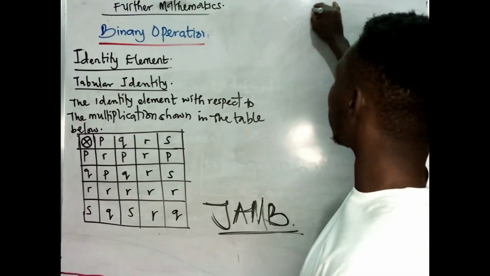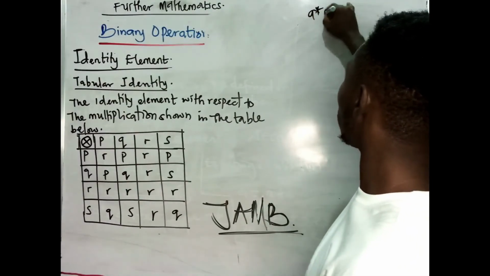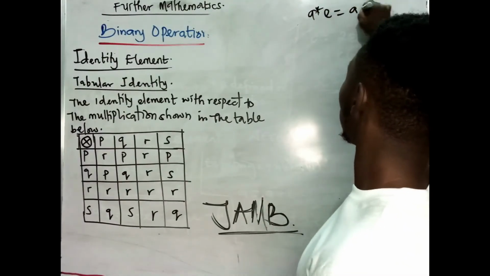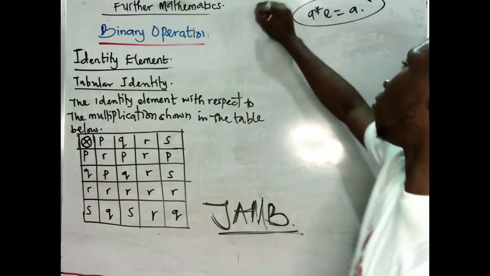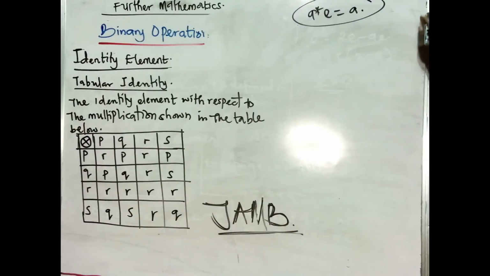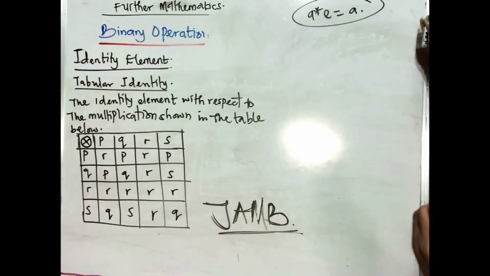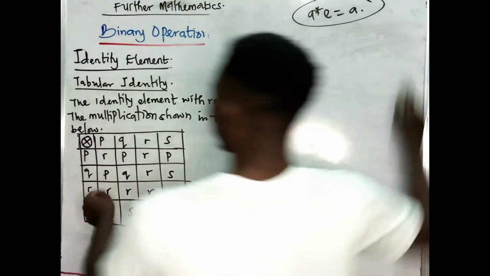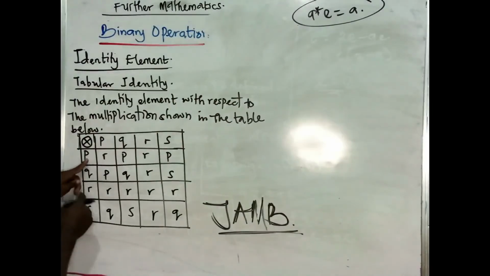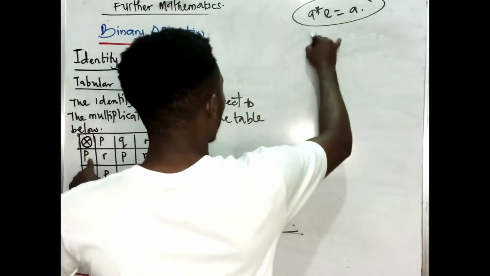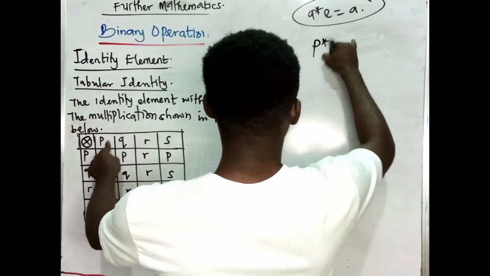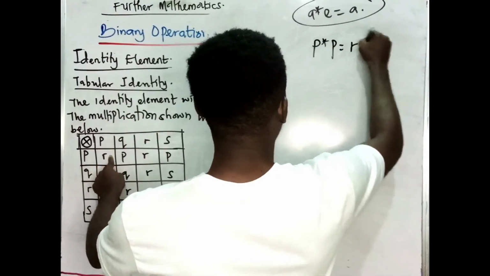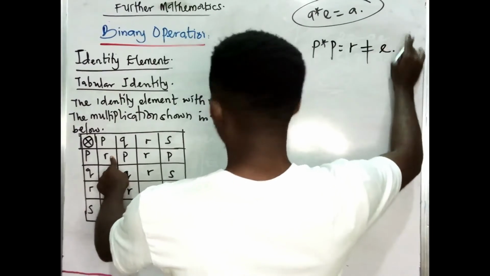Don't forget, your identity here says that A operation E here is equal to A. You should note this. This is the first thing you should note whenever you are trying to find your identity. Now, you have to come down here and ask, that means if I multiply P operation P, what did it give me? R. This is not identity.